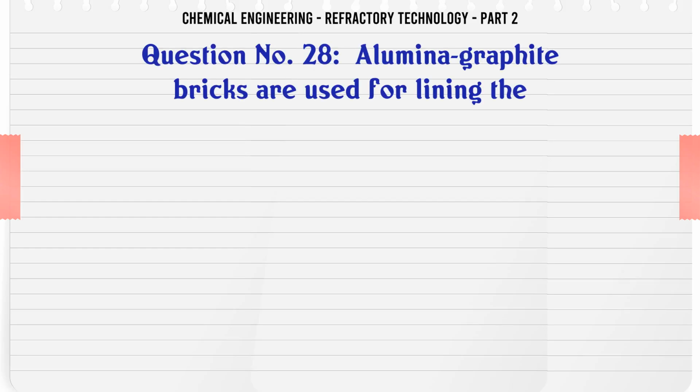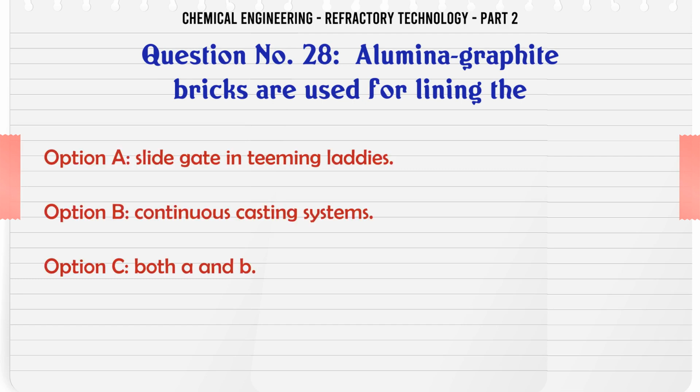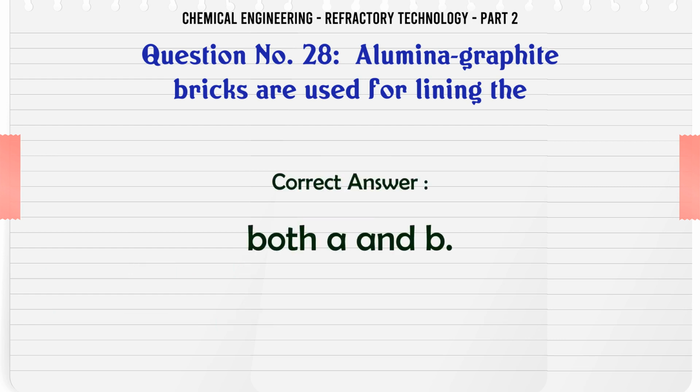Alumina graphite bricks are used for lining the A. slide gate in teeming ladles. B. continuous casting systems. C. both A and B. D. neither A nor B. The correct answer is both A and B.